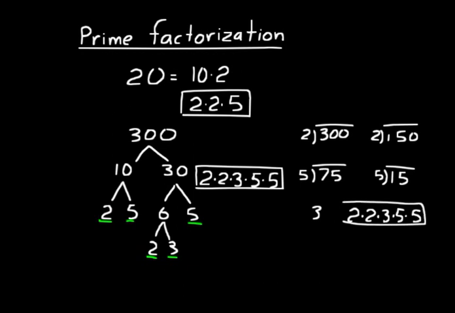Maybe what you'd want to do is do the division by primes method as well as the factor tree. That's a way you could check your work, make sure you did it right. Or of course you can always just multiply all the prime factors together and make sure you get back to the original number.